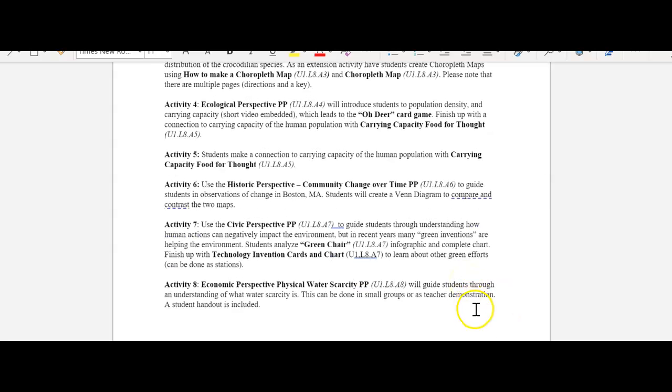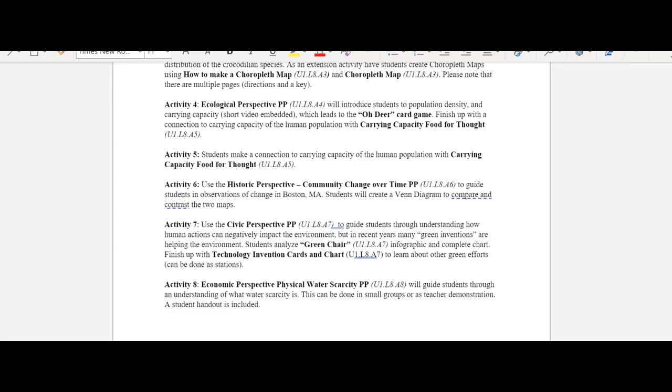All right. In activity 6, we have using the historic perspective, community change over time. And in this PowerPoint, it's going to guide you through visiting some Boston maps, an early 1700s and then a 2010 map. And students here are looking for changes. Those changes could be either human changes or they could be physical changes, things that physically happen by nature. And so we want kids to begin to recognize that. And they're going to create a Venn diagram to show that.